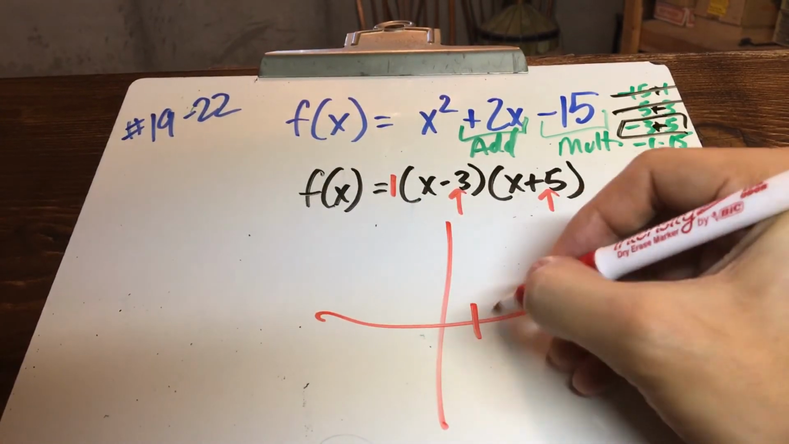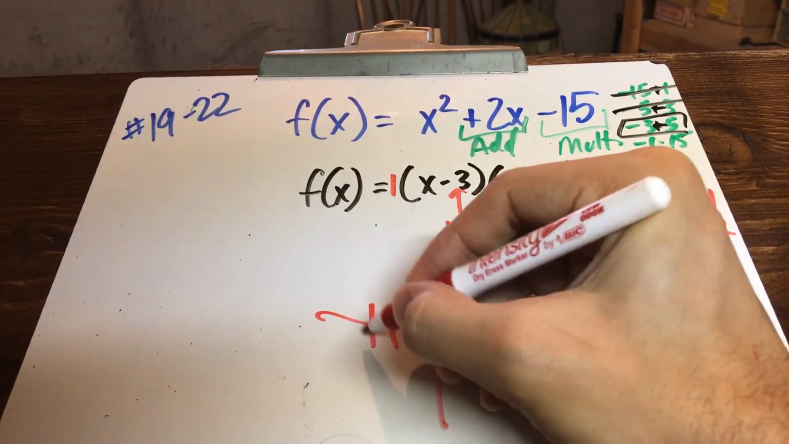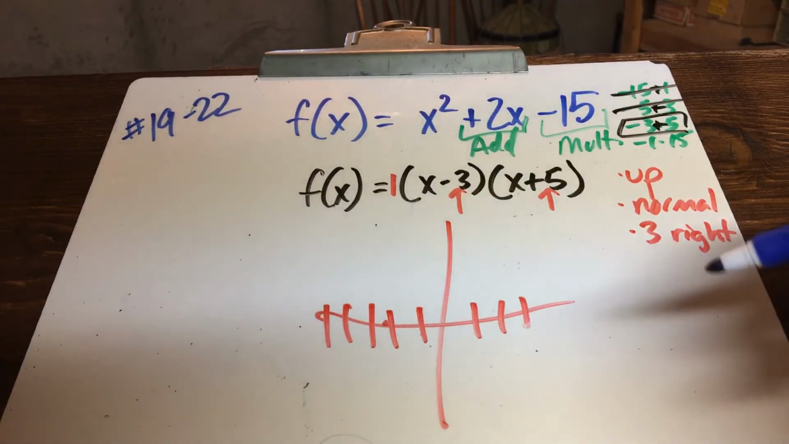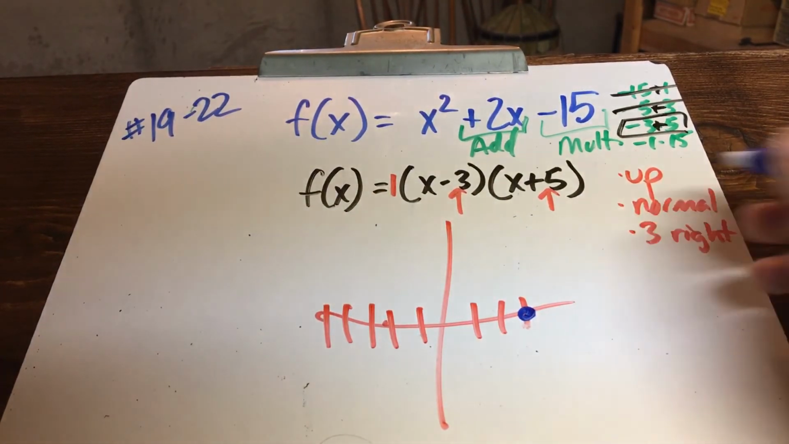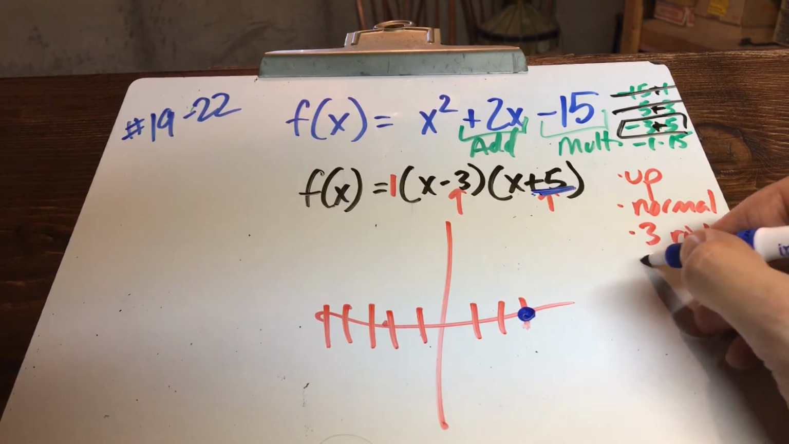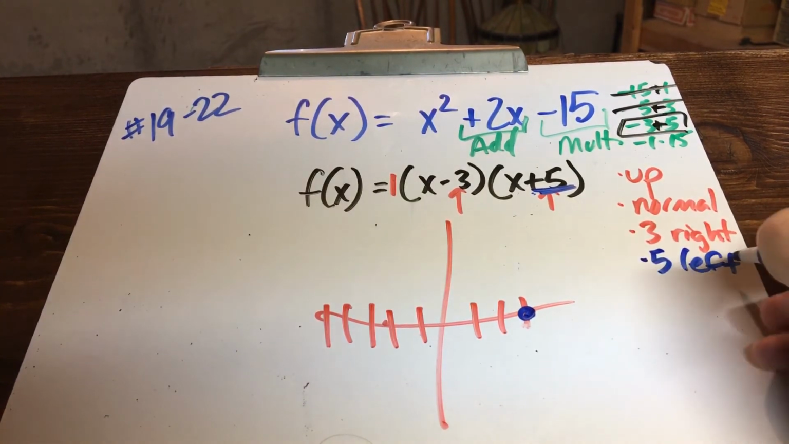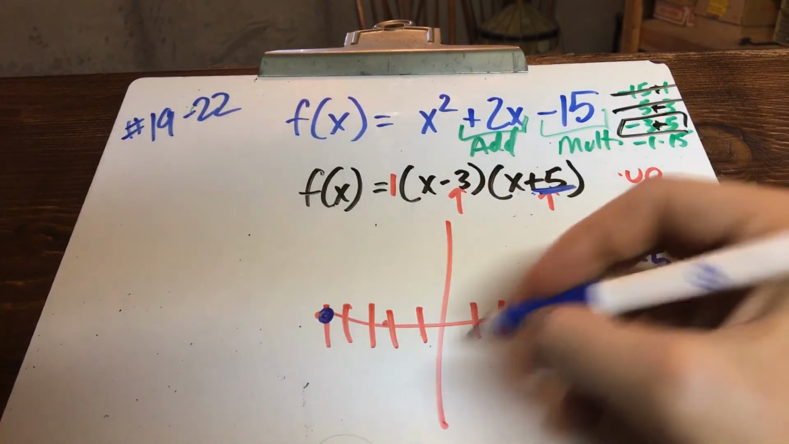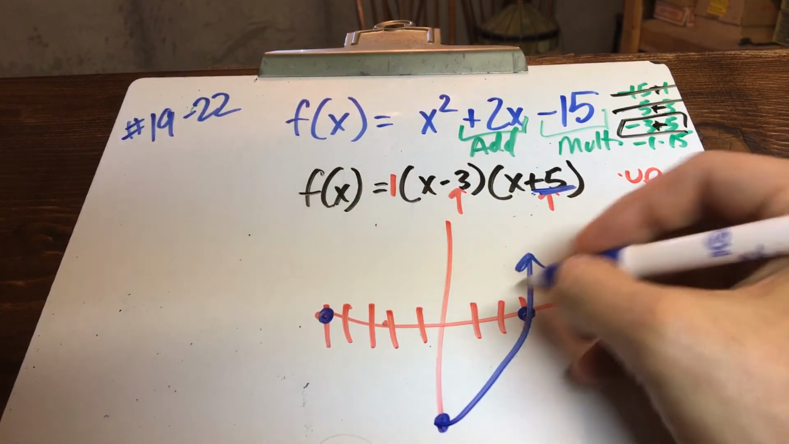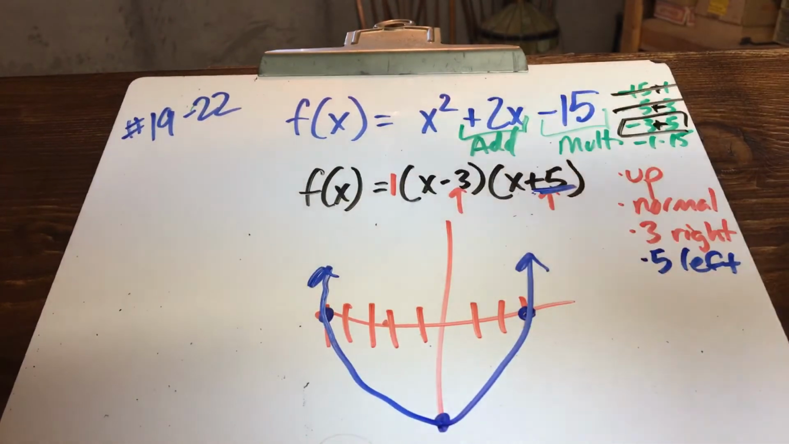So I'm going to be looking for something that has a, whoa, that's not a very straight line. I'm looking for something that has an x-intercept 3 to the right. Right here, plus 5 actually means 5 to the left, because it's always the opposite of the way that it looks. So it opens up. It's kind of like this, right?